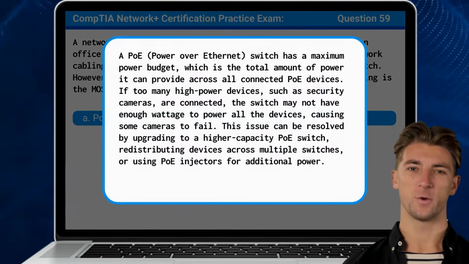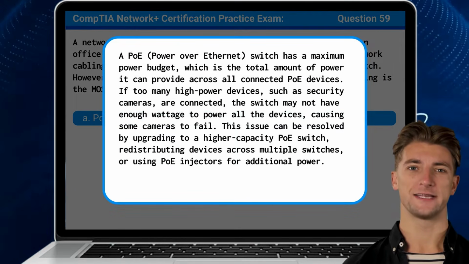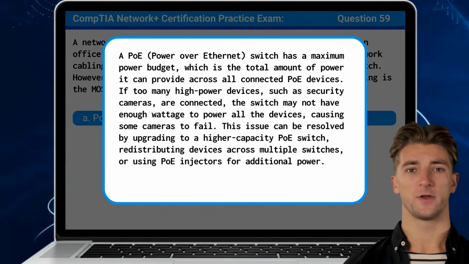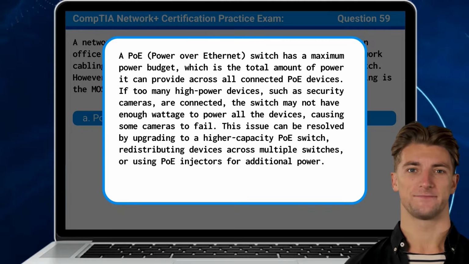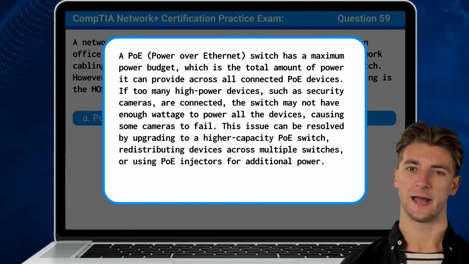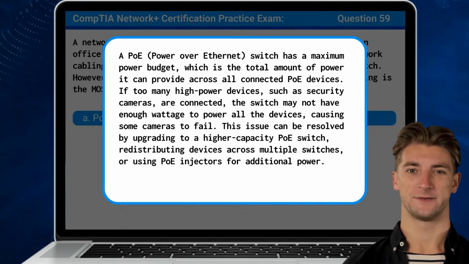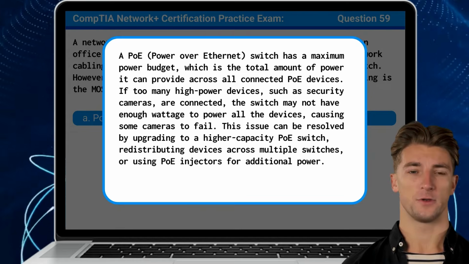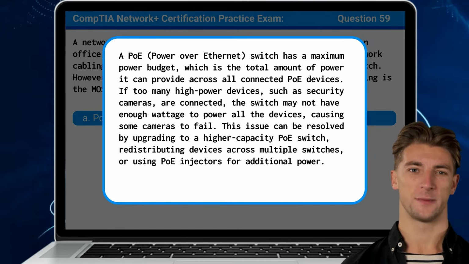A PoE, or Power over Ethernet switch, has a maximum power budget, which is the total amount of power it can provide across all connected PoE devices. If too many high-power devices, such as security cameras, are connected, the switch may not have enough wattage to power all the devices, causing some cameras to fail. This issue can be resolved by upgrading to a higher capacity PoE switch, redistributing devices across multiple switches, or using PoE injectors for additional power.